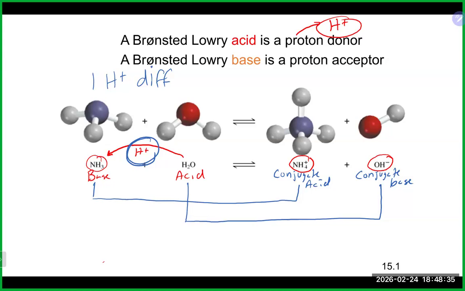And as we go from the base on the left to the conjugate acid on the right, it gains the H plus, so it has one more H plus than it started with. And the acid, as it goes to the conjugate base, because it got rid of its H plus, will have one less H plus than it started with. Any questions on that there?